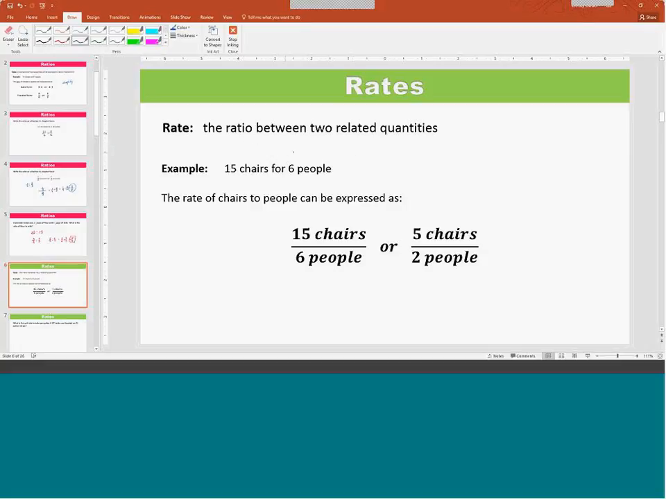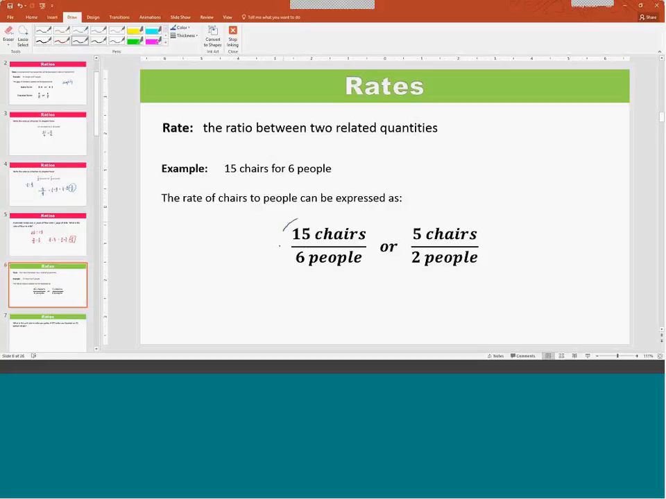Per person, or miles per gallon, or something like that. Just any kind of rate that you would do between two different things. So the ratio between two related quantities is what a rate is. And an example: 15 chairs for 6 people. You can write that in fraction form: 15 chairs over 6 people.